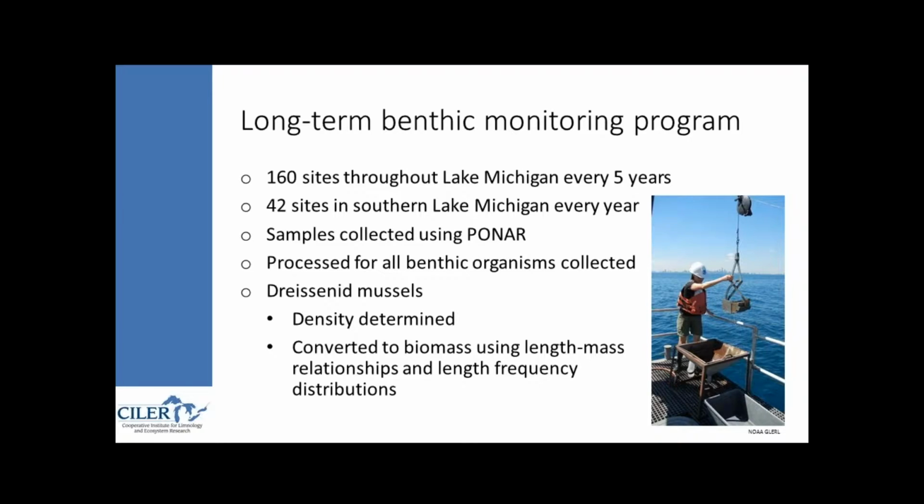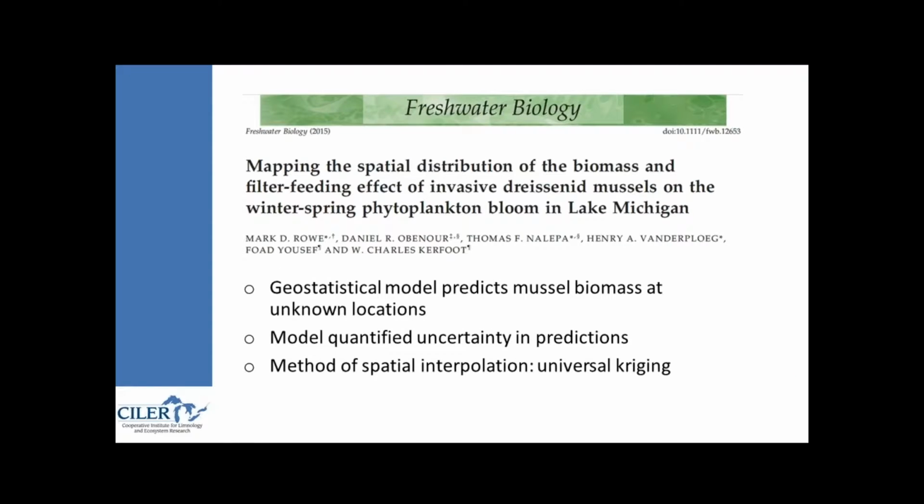And so we essentially count the number of mussels in each sample to determine their density, and then that's converted to biomass using length-mass relationships and length-frequency distributions. And biomass is important because we can use this as an indicator for filter feeding capacity of these organisms. So what exactly do we do with all this data then?